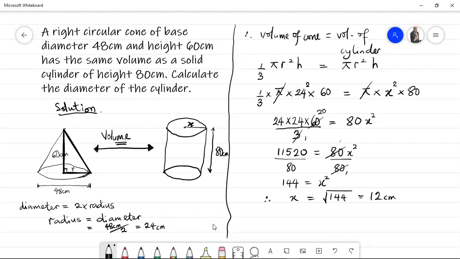Since we have to calculate the diameter, we can conclude that the diameter of the cylinder will be equal to twice the radius, which is x, so 2 times 12 centimeters, to simply give us the answer of 24 centimeters, and that is the diameter of the cylinder. I hope that is very clear and understandable. Okay, let's move on to the next question.